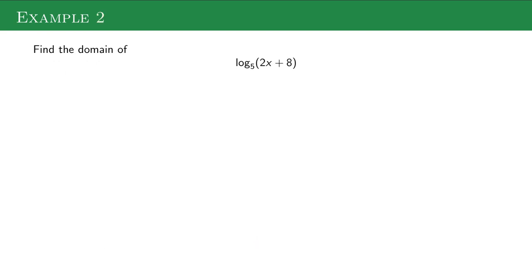So let's say I had log base 5 of 2x plus 8. What we just saw on the previous slide is that whatever goes into a log has to be positive. You could graph this and figure it out, but we actually don't know how to graph this yet because there's this 2 in front of the x. So the alternate way is to say, well, whatever goes into the log cannot be negative. So that's just saying whatever goes in has to be positive. Everything in this parentheses has to be bigger than 0.